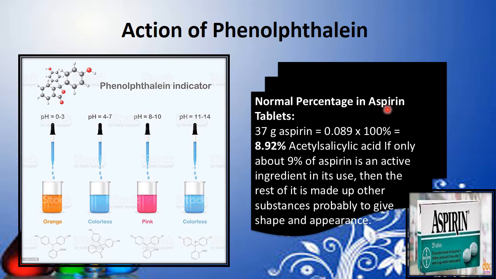Normal percentage in aspirin tablets. 37 grams of aspirin contain 8.92% of acetylsalicylic acid. If only about 9% of aspirin is an active ingredient, then the rest of it is made up of other substances, probably to give shape and appearance.